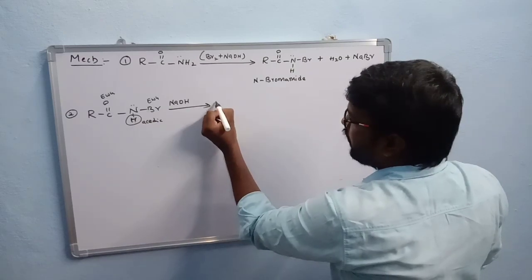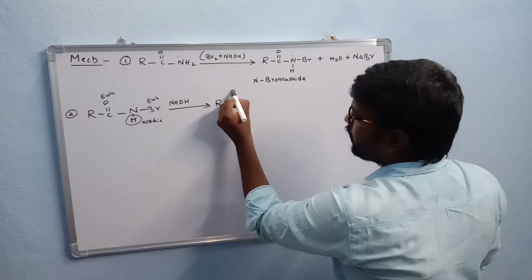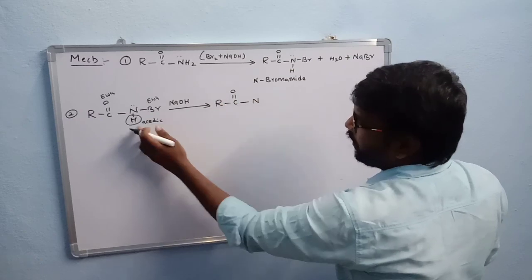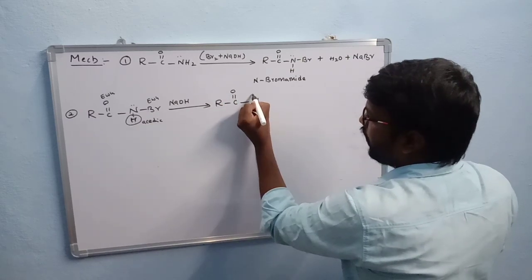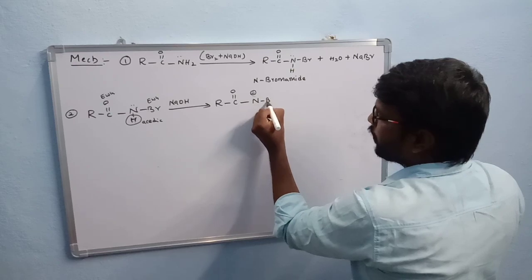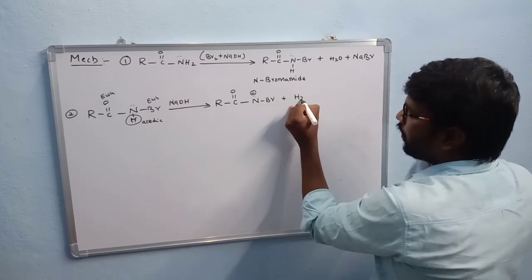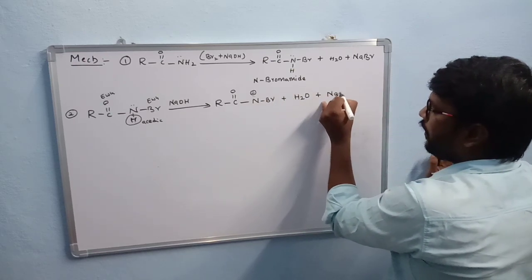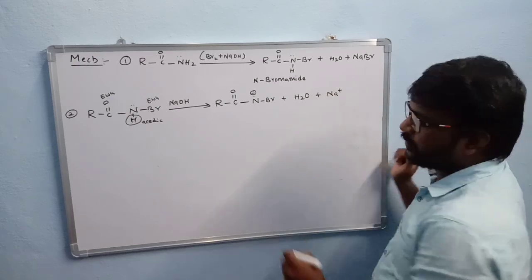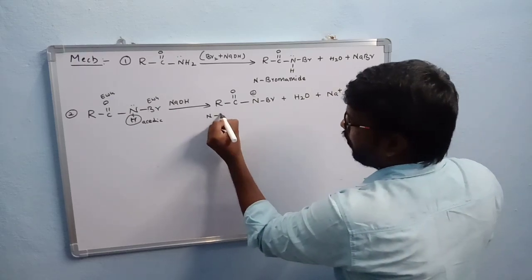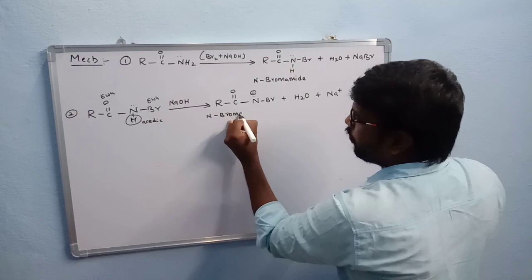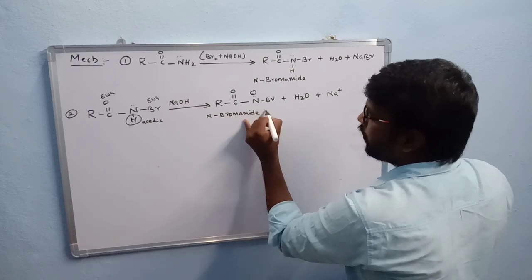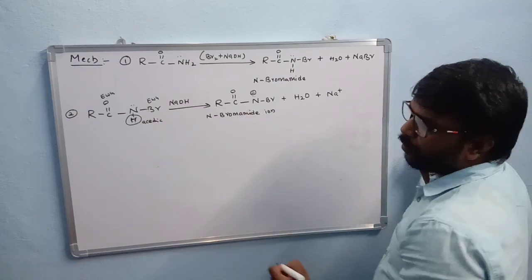By eliminating that, here we get R C double bond O N with a minus charge on nitrogen, because the hydrogen is eliminated as H plus. That hydrogen is formed as H2O, and here Na plus is present. It is the second step. Here we get an ion, called the N-bromamide ion.